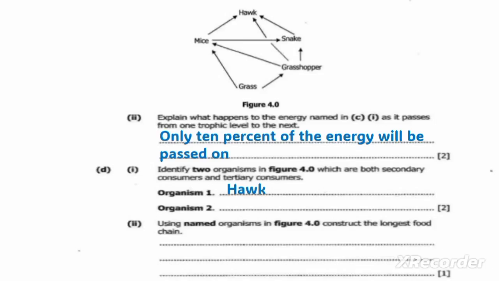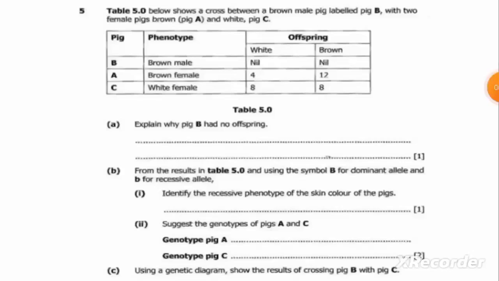Which are both secondary consumer and tertiary consumer. Now, question 5 leads: table 5.0 below shows a cross between a brown male pig labeled pig B with two female pigs, brown pig A and white pig C. We are given the first column with the pigs, the second column with the phenotype, and the offspring here.